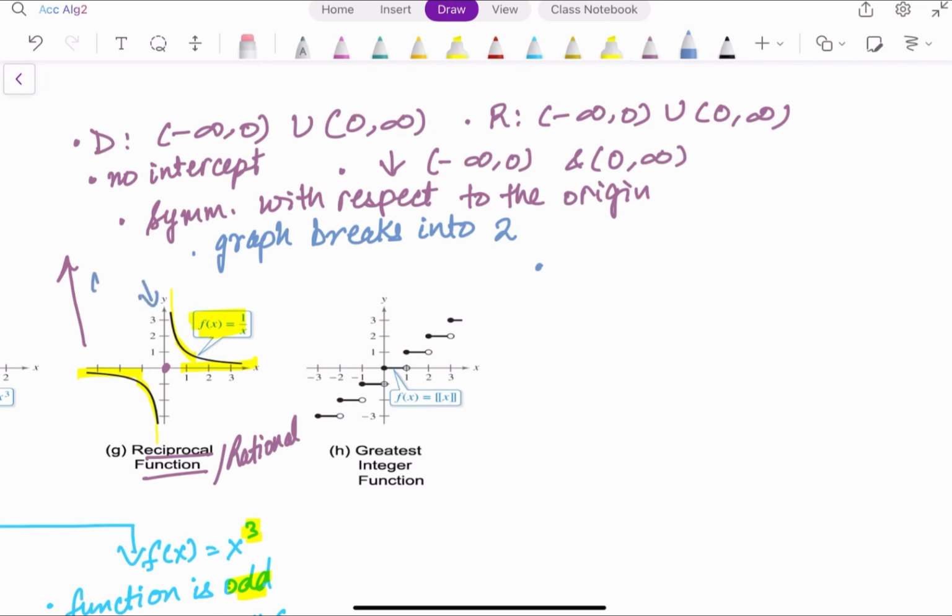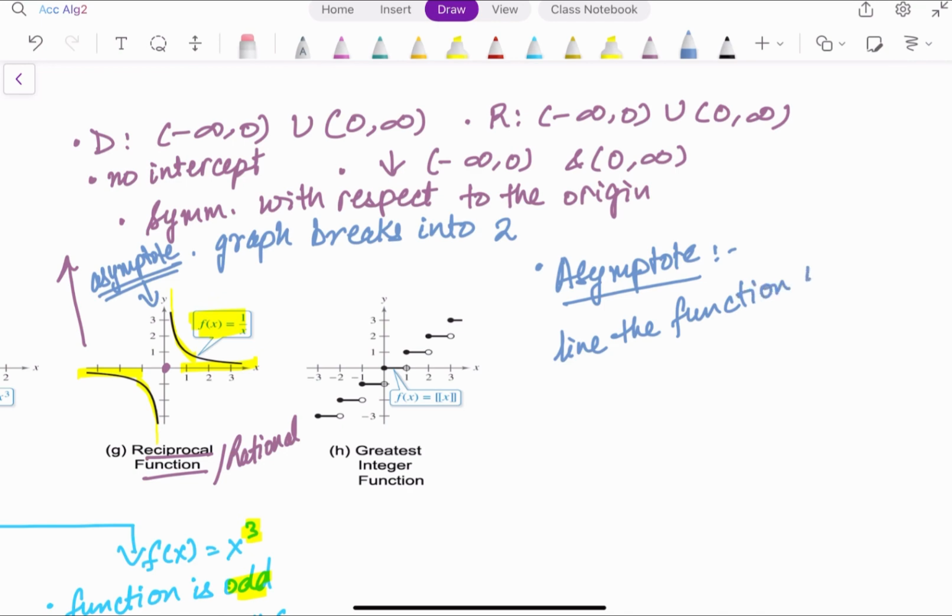Now, I was talking about the asymptote, right? So if x is 0, the function will be undefined, because when 0 is entered, that is undefined. That means it is not touching the axis. And that is called an asymptote. So get yourself familiarized with the word asymptote. So an asymptote is a line the function is approaching and it acts as a boundary.